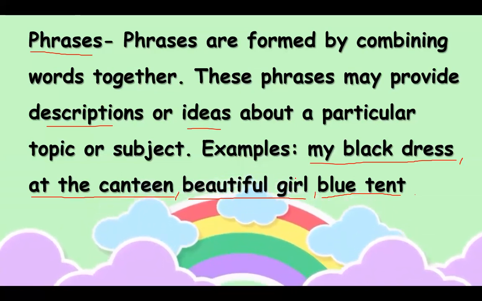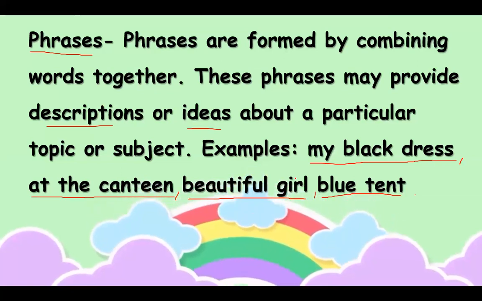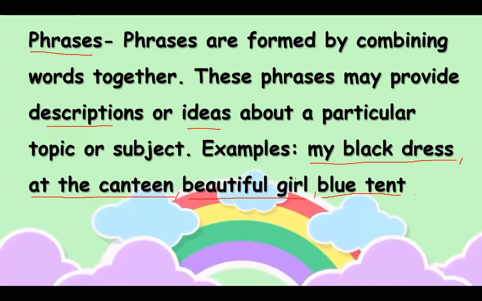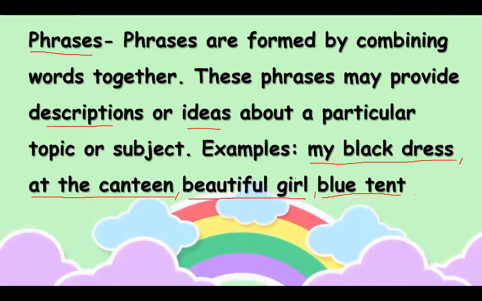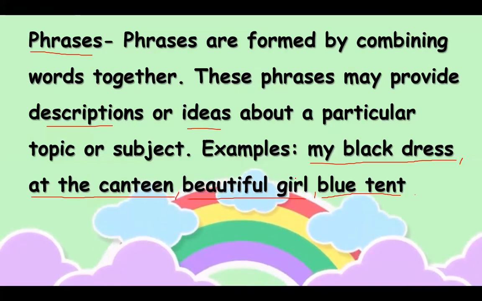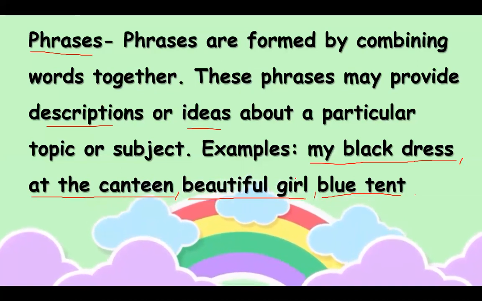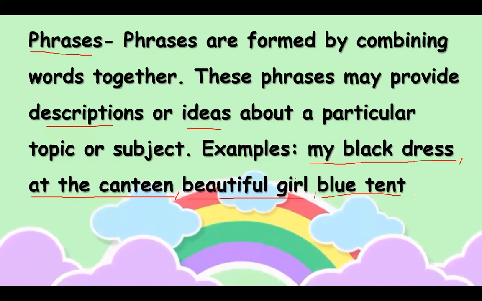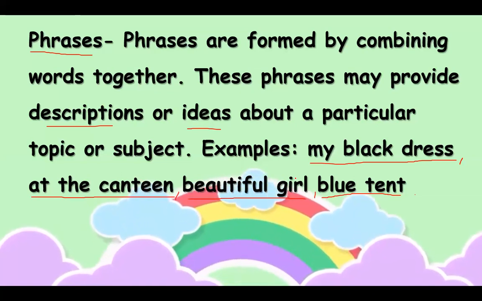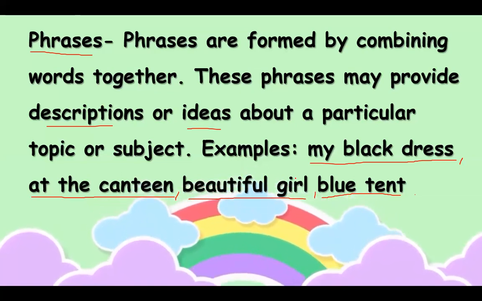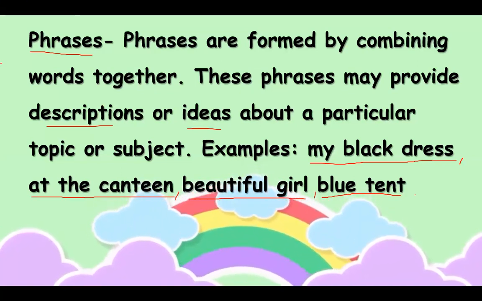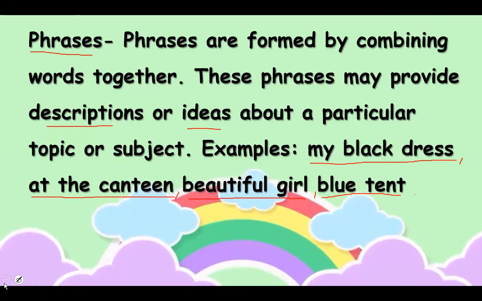At the canteen. So what happened? At the canteen? What happened? I don't know because there's nothing to it. So there's no continuity. So this is a phrase, and it's not a sentence. Beautiful girl is another example of a phrase, and also with the blue pen. These are all called phrases.